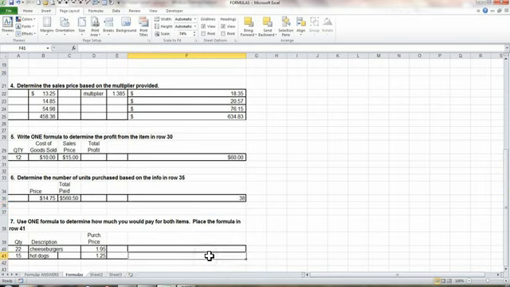Next, let's go into cell F41, and we're going to use just one formula to determine how much we would have to pay for both items. This final problem, once again, is a two-step process. What we have to do first off is determine the amount brought in by the cheeseburgers, which is 22 multiplied by 195, plus the quantity of hot dogs, which is 15 times 1.25.